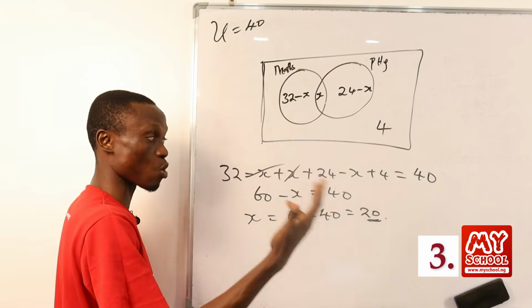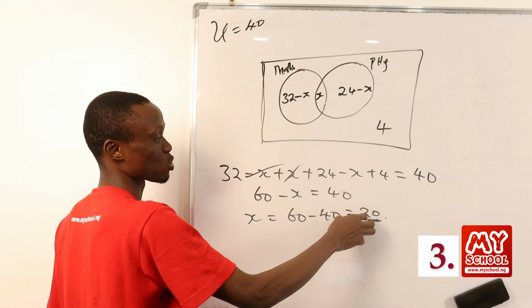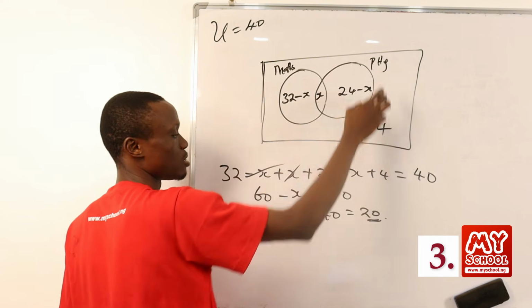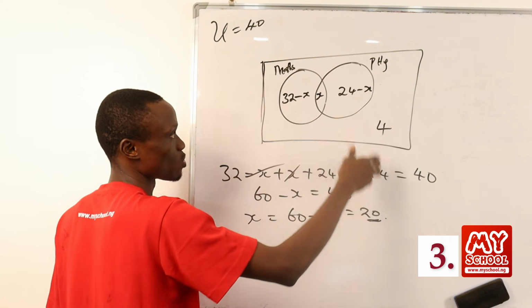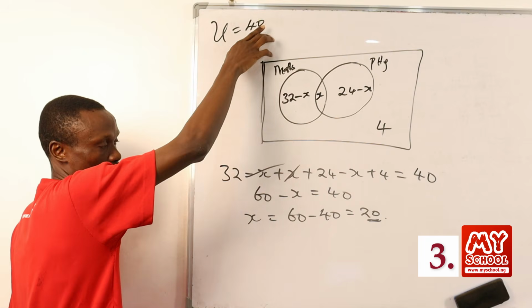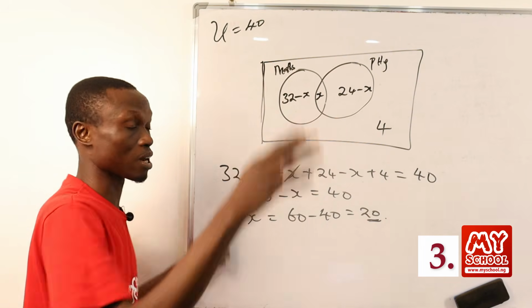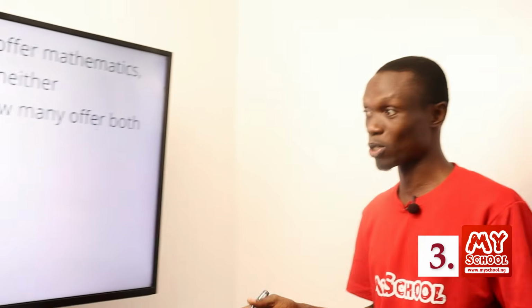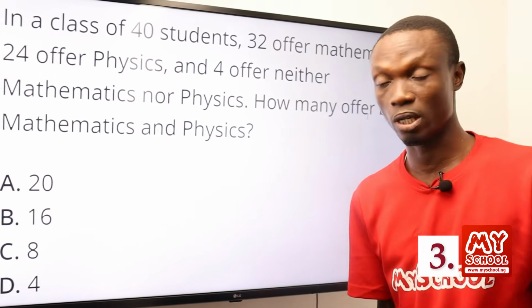So if you want to get the number of students that offered only maths, it's just for you to subtract this 20 from 32, or only physics, that is 24 minus 20, and if you add everything together, it should be equals to 40, okay, to show that your calculation is correct. Okay, let's move over to the screen to pick the correct option for this question, and that is option A, 20.